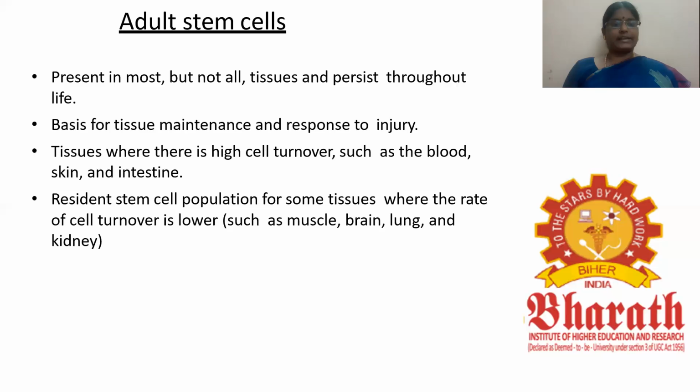And the second one is adult stem cells. Adult stem cells are present in all the tissues and occur throughout our life. So they make the basis for tissue maintenance and they also respond to injury. Tissues where there is high cell turnover such as the blood, skin and intestine form the major adult stem cells, and there is a resident stem cell population for some tissues where the rate of cell turnover is much lower. The best examples for the resident stem cell population are muscle cells, brain cells, lung and kidney cells.